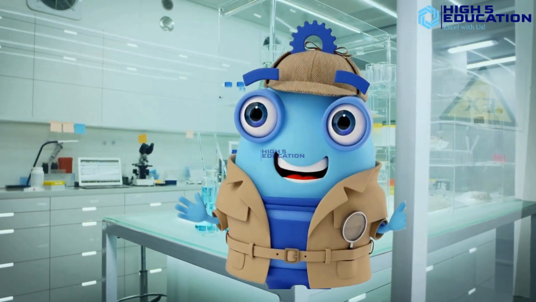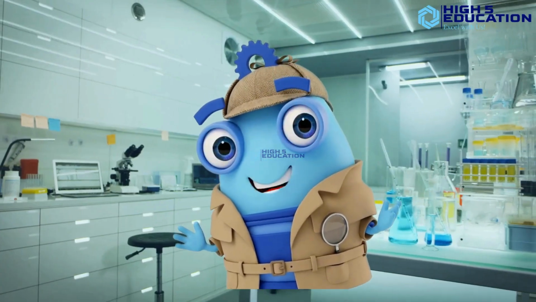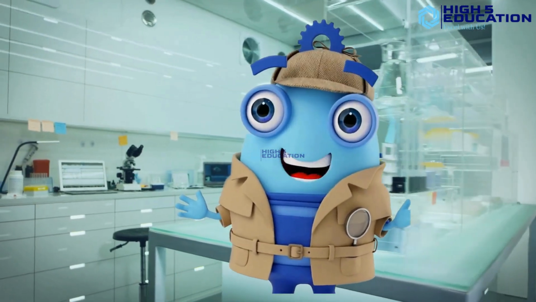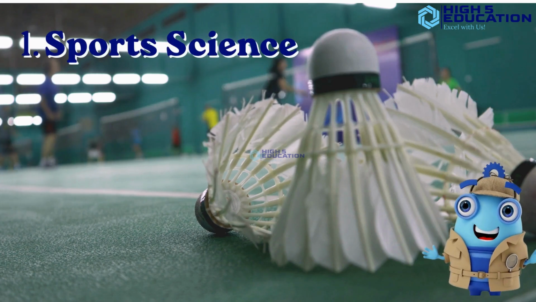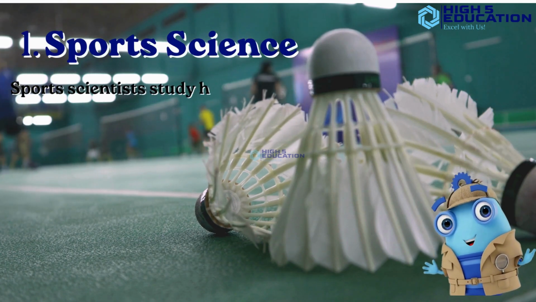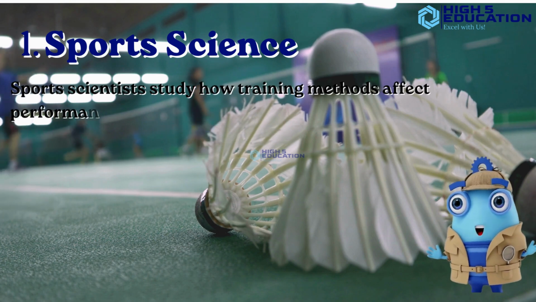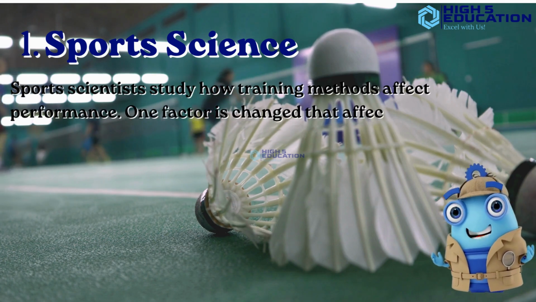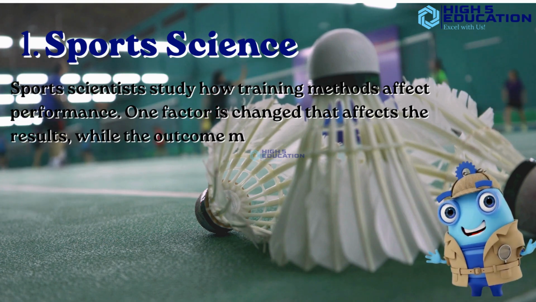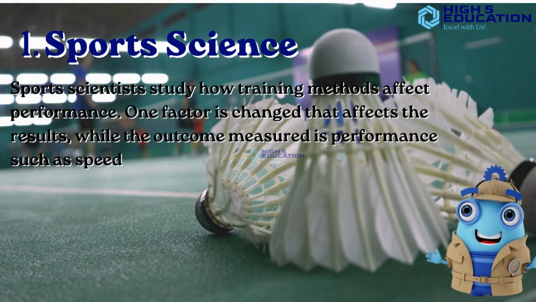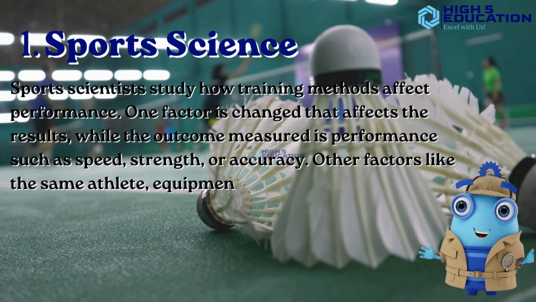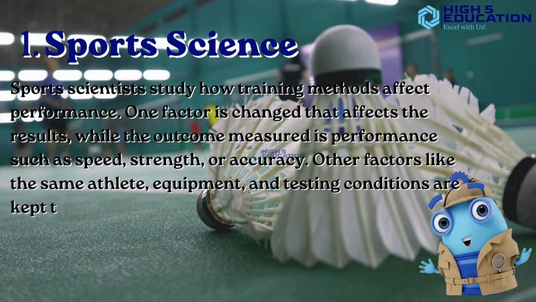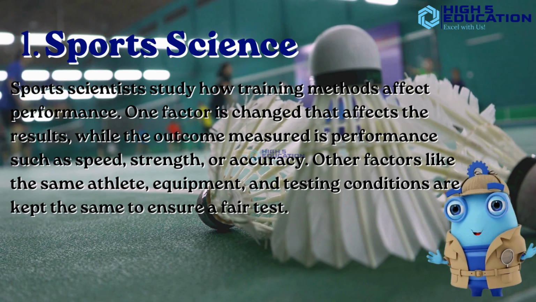Pay close attention to each example and see if you can spot the independent, dependent, and controlled variables. Number 1. Sports science. Sports scientists study how training methods affect performance. One factor is changed that affects the results, while the outcome measured is performance such as speed, strength, or accuracy. Other factors like the same athlete, equipment, and testing conditions are kept the same to ensure a fair test.